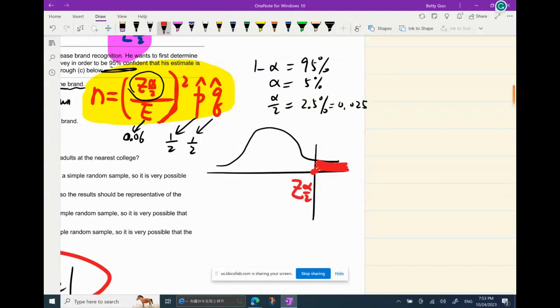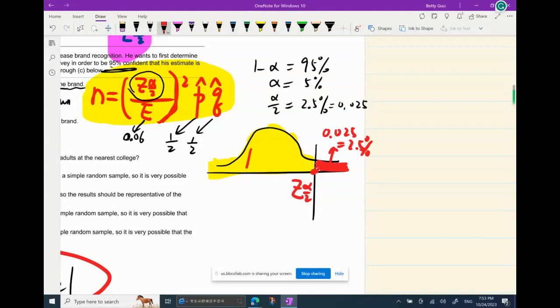And the area of this region is going to be alpha over 2. Yeah, 0.025 or 2.5%. But what we really use is the area of the yellow region. The yellow region and the red region together make 100%. So tell me, what's the area of the yellow region?